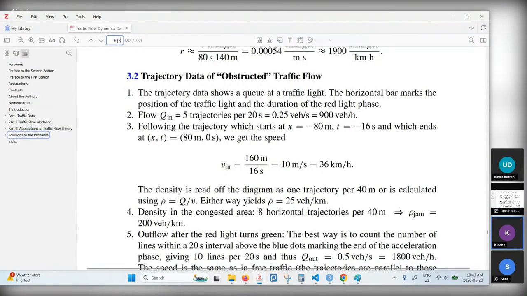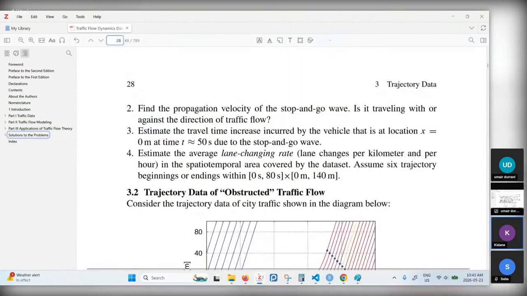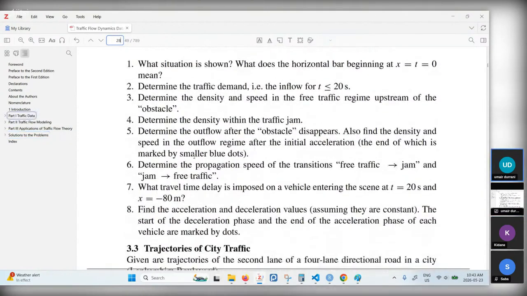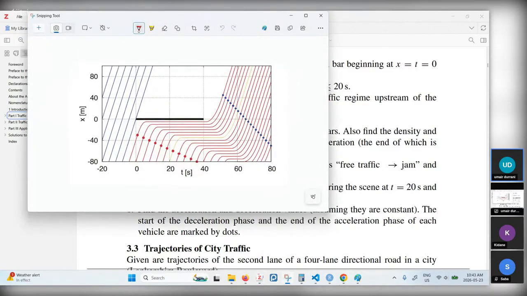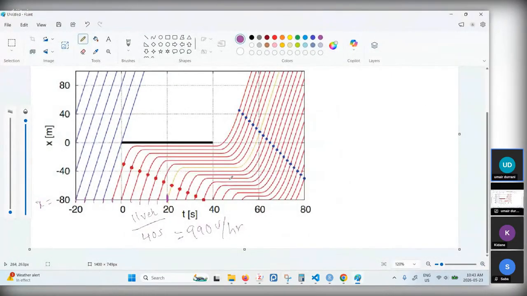Okay, let's go to this third question. Determine the density and speed in the free traffic regime upstream of the obstacle. So we want density and the speed, and that is in free traffic only before the obstacle. Okay, so the obstacle is the black bar here. So essentially, we are looking for the speed of one of these trajectories because they have the same gradients. So let's take this one. So we have this point and we have this.